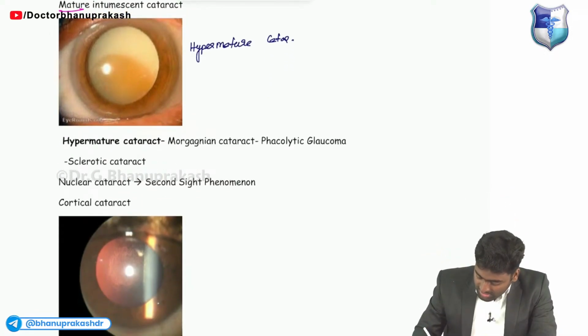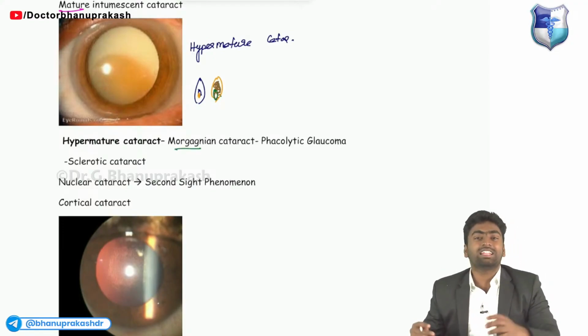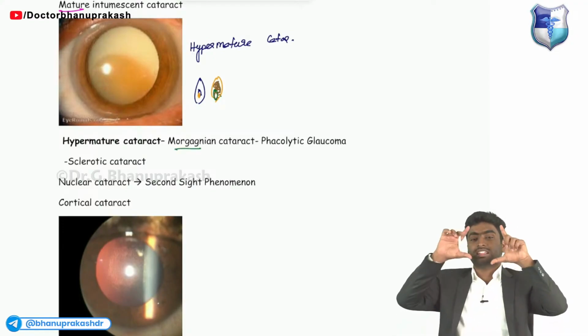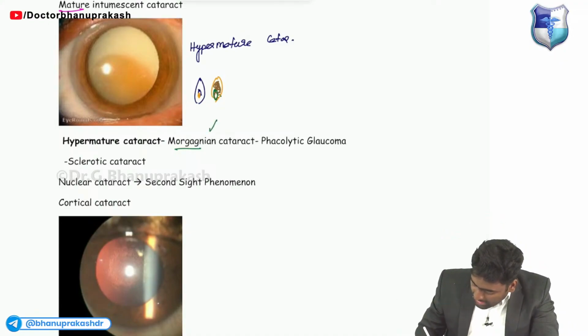One of them is in which the central nucleus of this lens will fall down. It will become like a gel, and this central nucleus will fall down. So this type of hypermature cataract, in which the central nucleus will fall down, is known as what? It is known as Morgagnian cataract.